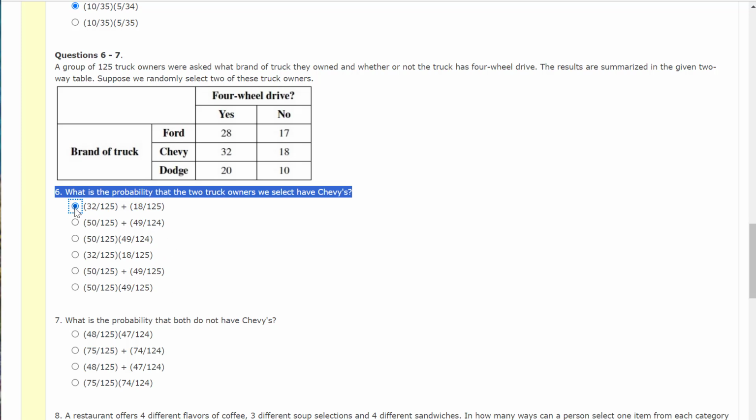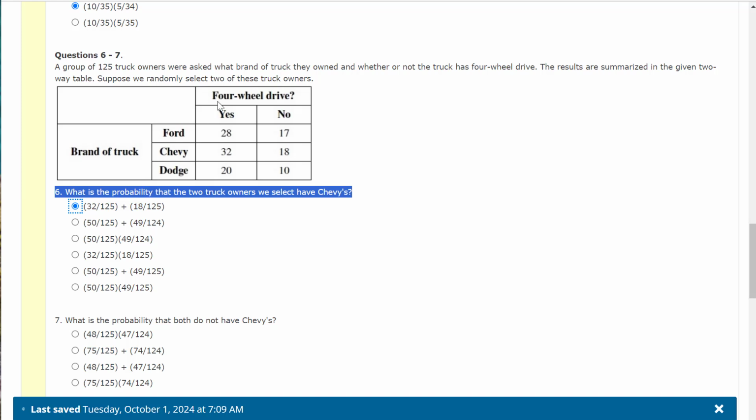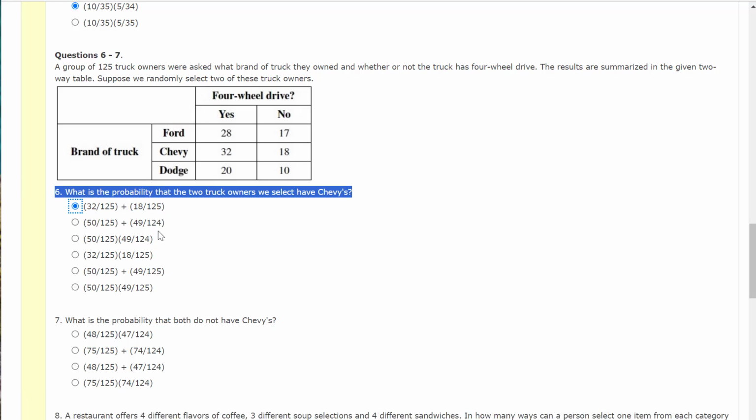Wait, hold on. Sorry, my bad. Suppose we randomly select two of these truck owners. All right, hold on. Back to the work. That's not the answer. I thought it was just one truck owner.